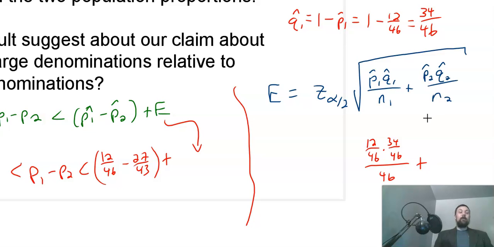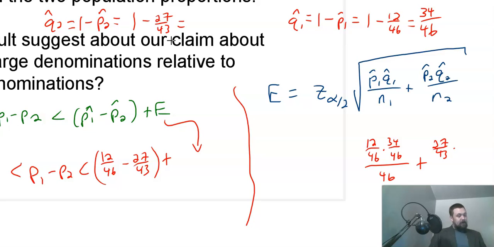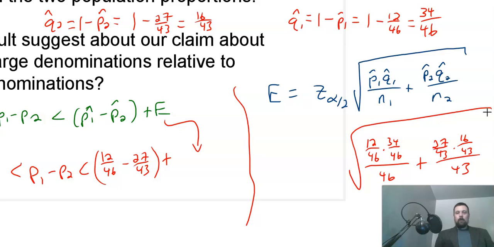Plus, we'll do the same thing for the second population. P2 hat is 27 over 43 times Q2 hat, which is 1 minus P2 hat, which is 1 minus 27 over 43. Our shortcut is to take 43 minus 27, and that gives me 16 over the same denominator of 43. So this will be 16 over 43 over N2, which is again 43. We're going to take the square root of that, and we also have to calculate the critical value.